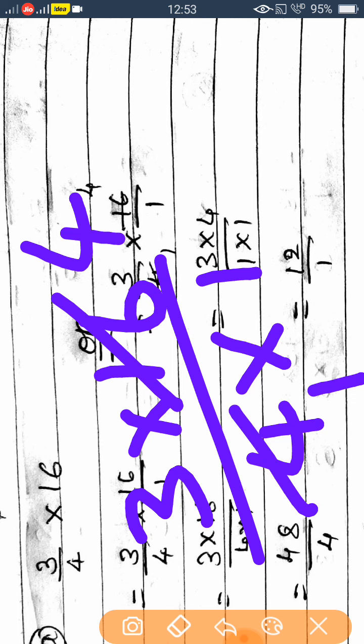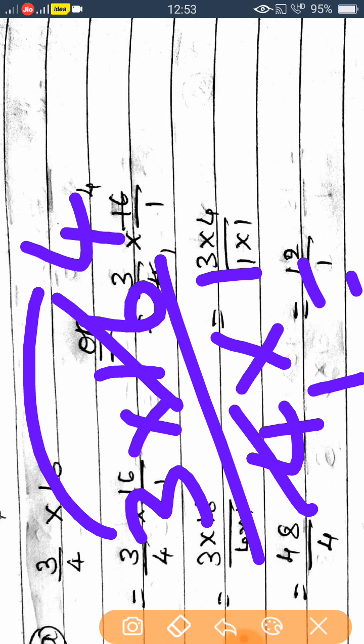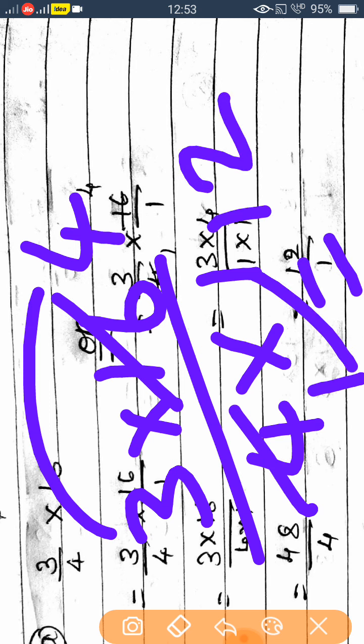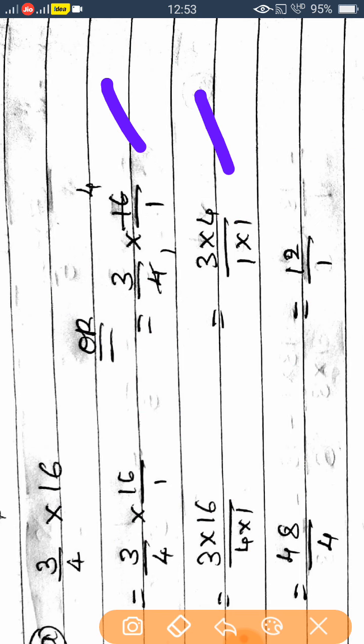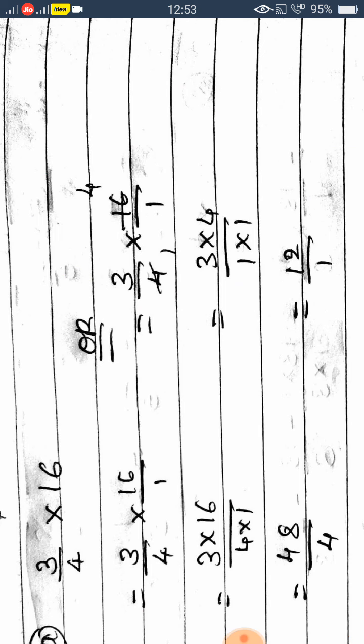So now you can multiply the remaining numbers. 3 into 4 is 12. 1 into 1 is 1. So it is also 12. See, here I have written by cancellation, isn't it? So the remaining numbers, this 4 and this 3, we can write in the numerator. The remaining 1 and 1 we can write in the denominator to get the number.